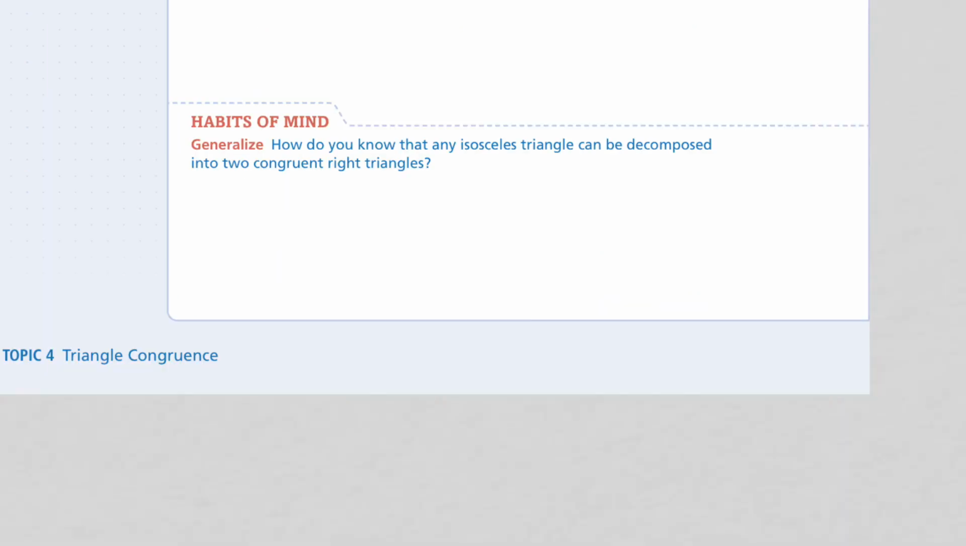How do you know that an isosceles triangle can be decomposed into two congruent right triangles? Well, we know that if the triangle is isosceles, these sides will be congruent and the base angles will be congruent. If we construct that perpendicular bisector, it's going to cut the base in half and it will cut the angle in half. So that perpendicular bisector basically becomes a line of symmetry.